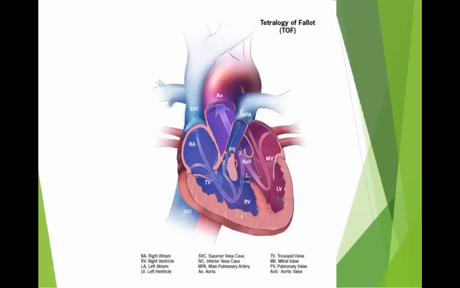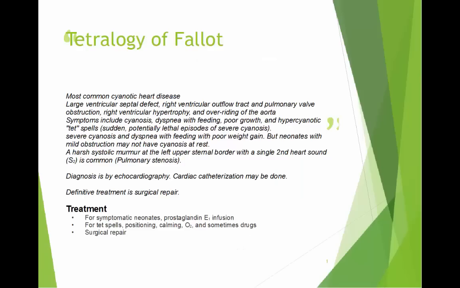Now let's talk about Tetralogy of Fallot. This basically consists of 4 features. You have a large ventricular septal defect, right ventricular outflow tract and pulmonary valve obstruction, right ventricular hypertrophy, and overriding of the aorta. The ventricular septal defect is typically large. Systolic pressures in the right and the left ventricle are the same. Pathophysiology depends on the degree of right ventricular outflow obstruction.